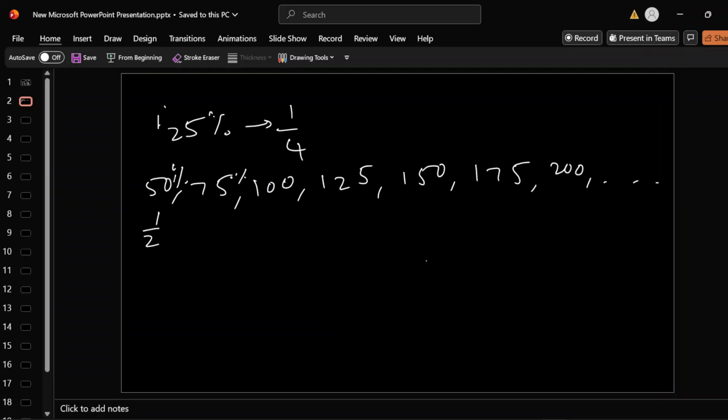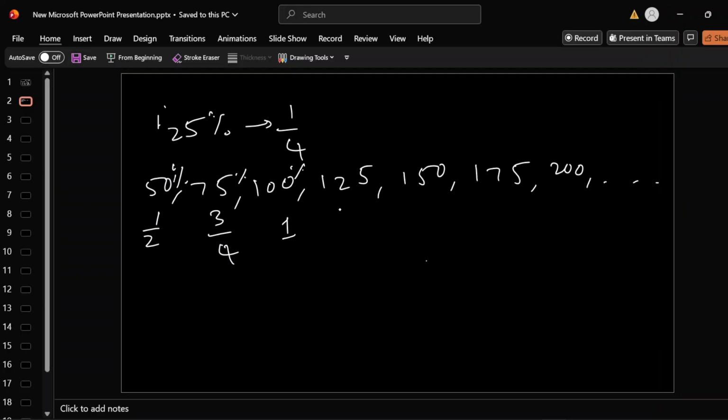And in a similar way, if you multiply 25% with 3, then we will be getting 75%. So multiply 1 by 4 with 3, then we will be getting the fraction value of 75%. So 3 into 1 by 4, that is 3 by 4. 25 into 4 is 100. So to get the fraction value, multiply it with 4. So 4 into 1 by 4, that is 1. 100% value is 1.